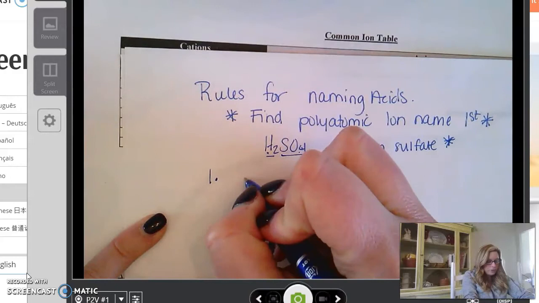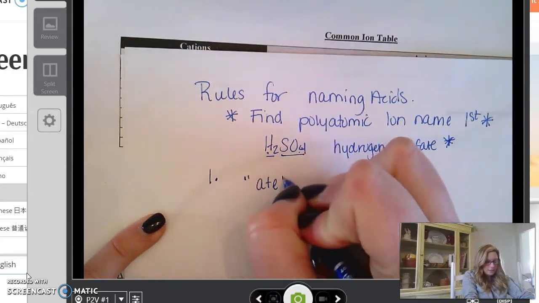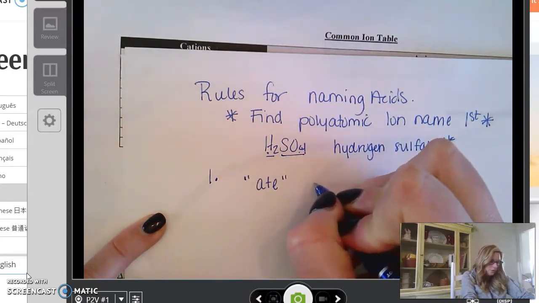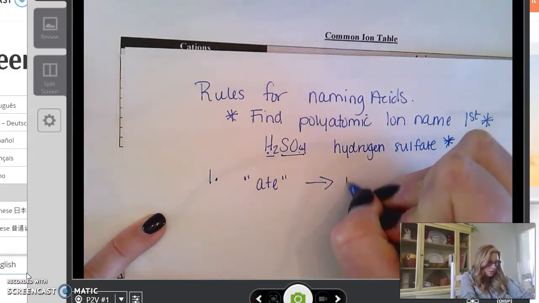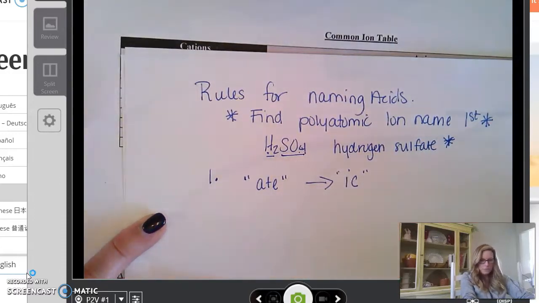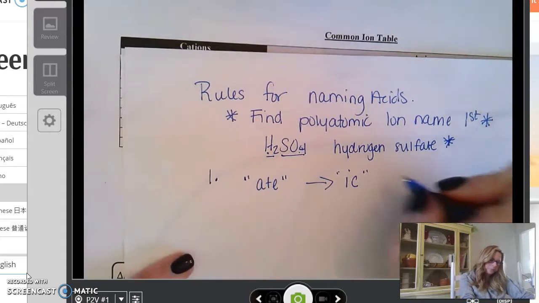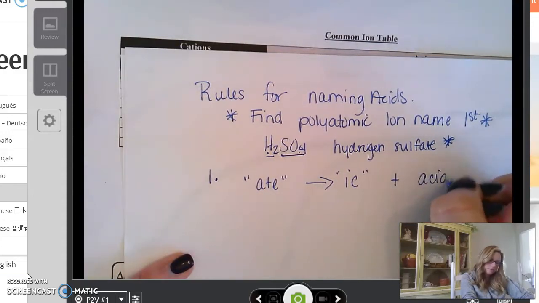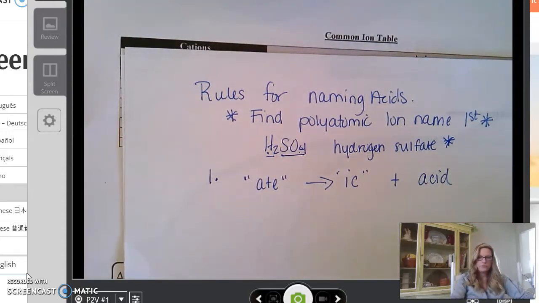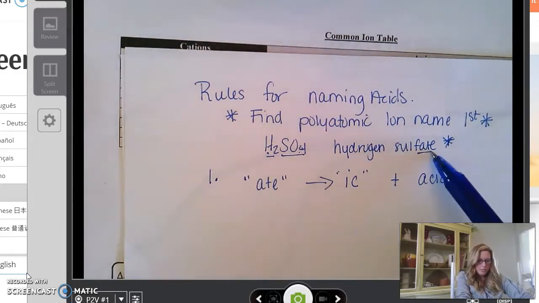The first rule is if it ends in ATE, then you are going to change that ending to IC. So ATE becomes IC plus the word acid. Okay. For example, sulfuric acid. So the one I just gave you ends in ATE, so you would switch ATE and make it sulfuric acid. Okay.